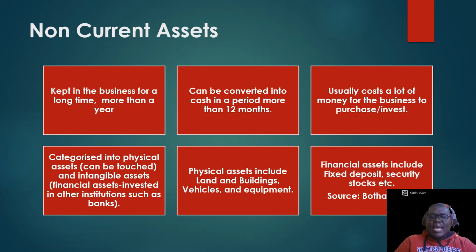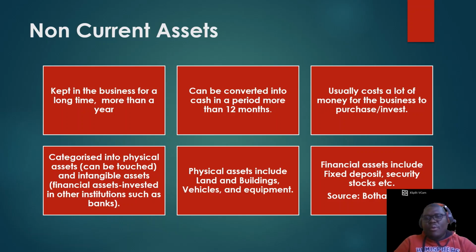If you look at things like houses, it takes time for somebody to be able to buy a house. Some end up having to take up some bond loans to be able to buy houses, and then you'll find out that they are paying maybe over a period of 20 years. Most of these non-current assets that businesses have, they cost a lot of money and they take time to be sold. And one thing about non-current assets is that they can be converted into cash in a period that is greater than, or more than, 12 months.